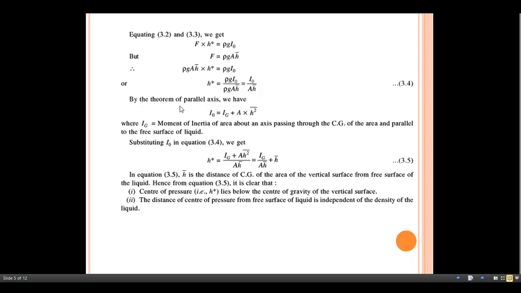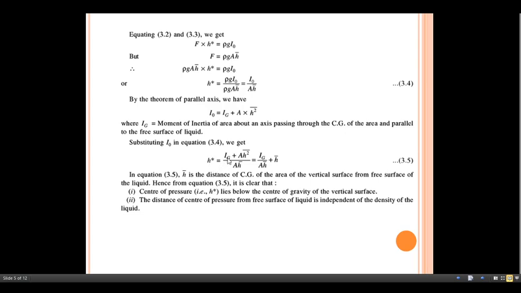By using the parallel axis theorem, I naught is nothing but Ig plus a into h bar square. What is Ig? Ig is nothing but the moment of inertia about an axis passing through the center of gravity of the area and parallel to the surface of the liquid. Substituting I naught in equation number 3.4, what do we get here? We are replacing I naught with the help of this term.